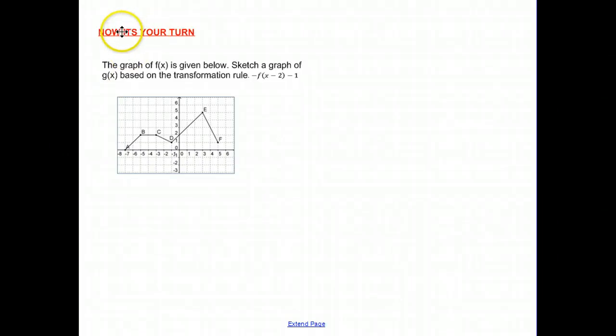And now it's your turn. The graph of f of x is given below, and there you see it. We want you to sketch a graph of g of x based on the transformation rule in front of you. Once again, if you have any trouble, we'd like you to review the screencast, and hopefully you understand what to do. So good luck, and see you again next time.